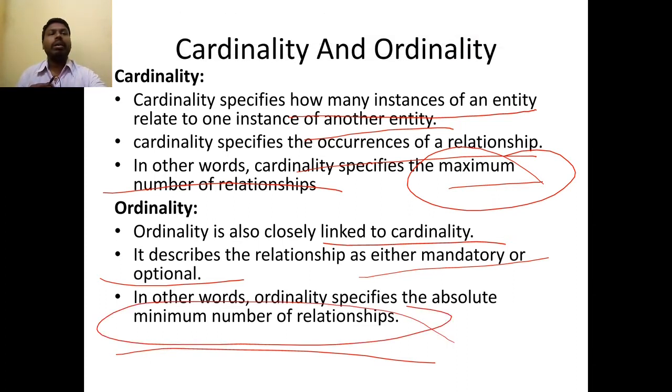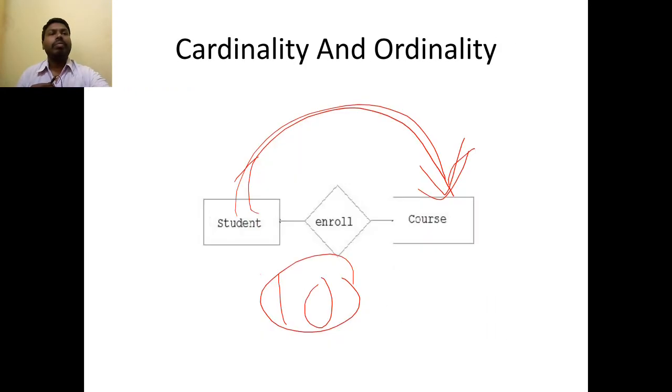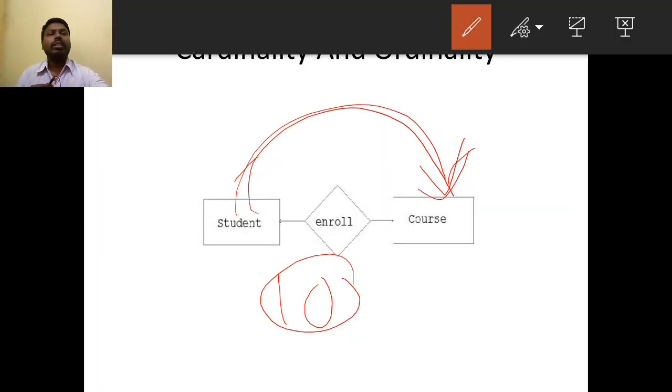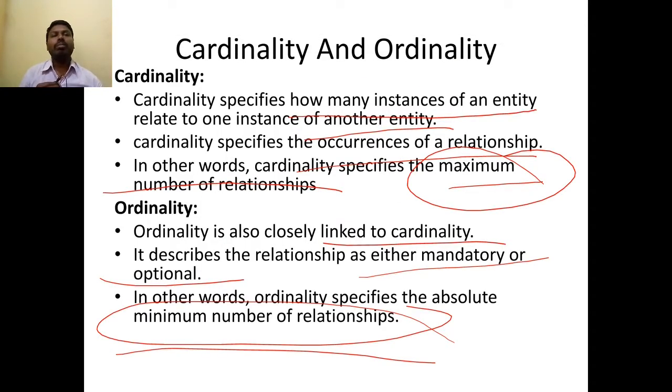of relationships. For example, if I say 0, this is the minimum number, which means it is optional. A student may or may not select the course. If I say 1, it is a minimum; for example, at least one student must select a course. So, put simply, cardinality means the maximum number of relationships in the entity, and ordinality means the minimum number of relationships. Understand?